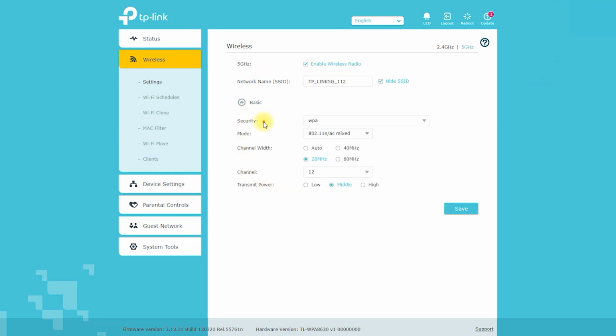Price. The TL-WPA8630P kit is priced competitively compared to other Powerline Wi-Fi kits on the market. The kit's price ranges from $100 to $150 depending on the retailer, making it a great value for its performance.